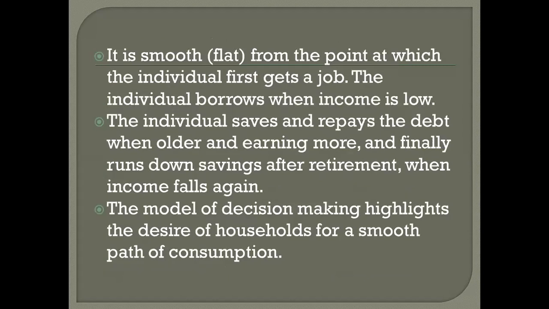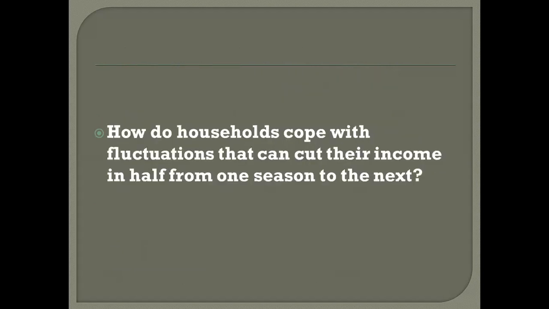It is smooth from the point at which the individual first gets a job. The individual borrows when income is low, saves and repays the debt when older and earning more, and finally runs down savings after retirement when income falls again. The model of decision making highlights the desire of households for a smooth path of consumption.